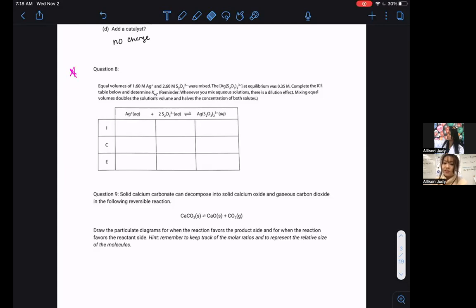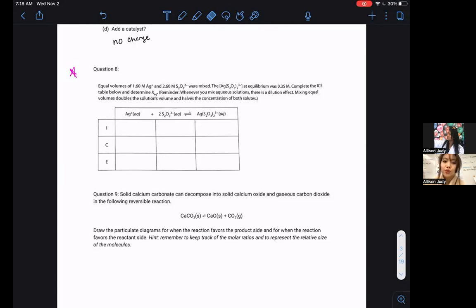ICE tables are just a technique that we've developed as chemists, and by we, not me. I stands for initial, C stands for change, a stoichiometric change, where you change according to the stoichiometric molar ratio, and E stands for concentration at equilibrium. What we have here for this problem is that you are told you have equal volumes of 1.6 molar Ag+ and 2.6 molar S2O3 mixed.